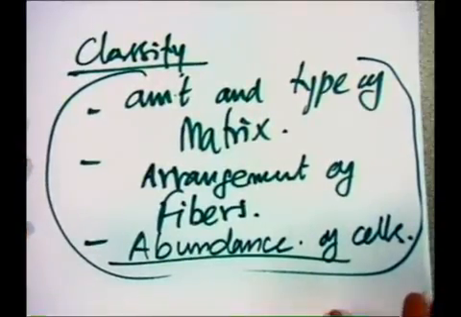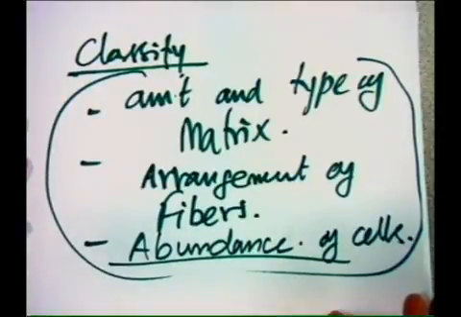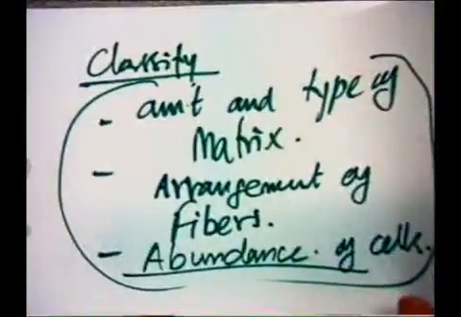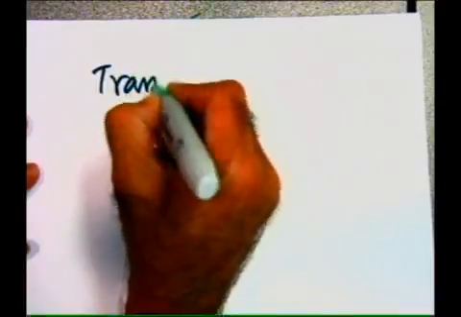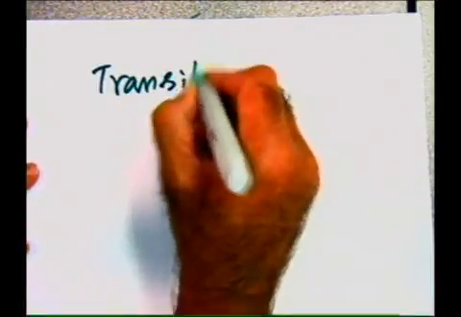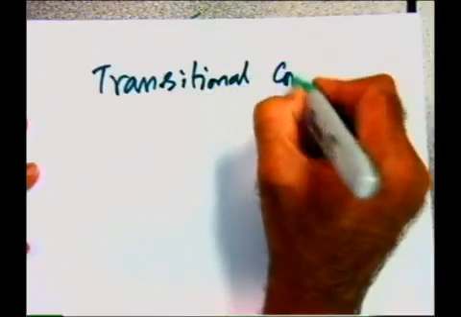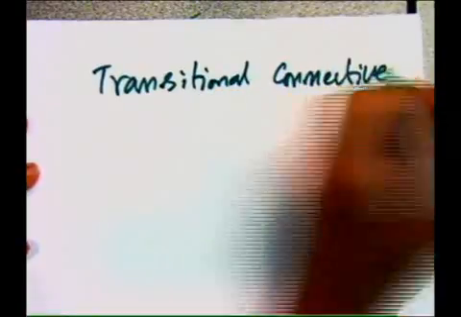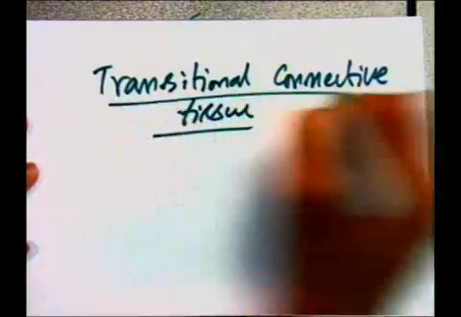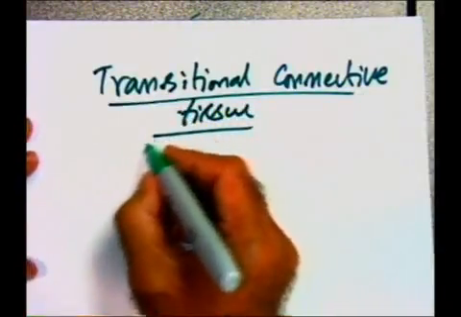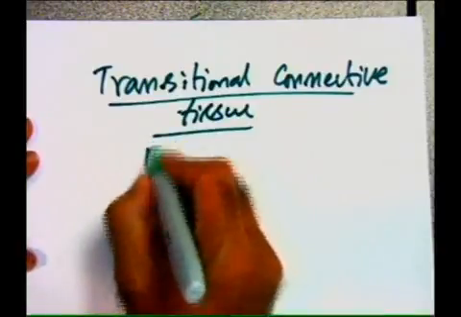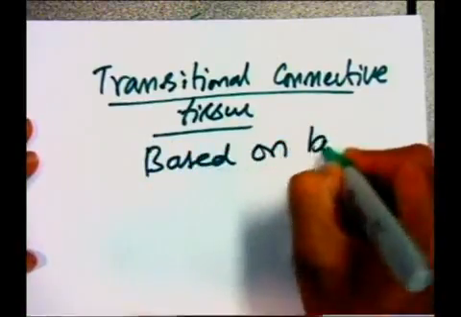And some of the classification is transitional connective tissue, which forms based on the body's needs. Depending upon the requirement of the body, the connective tissue may vary. I can write it like transitional connective tissue, which will go based on body need.